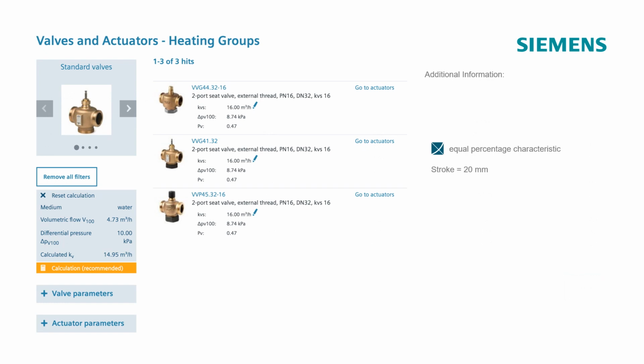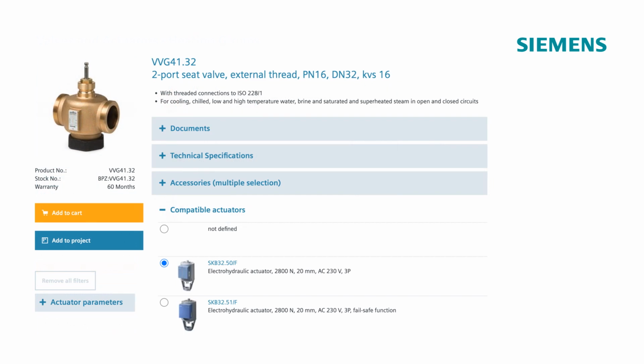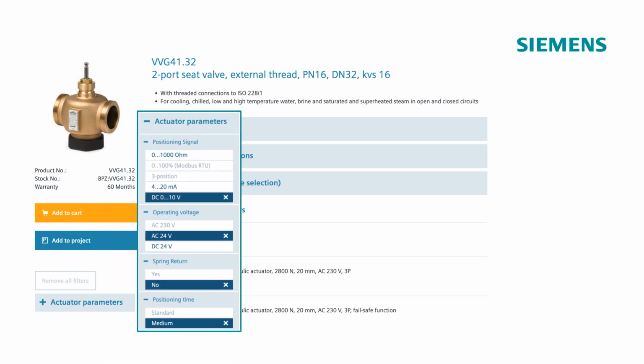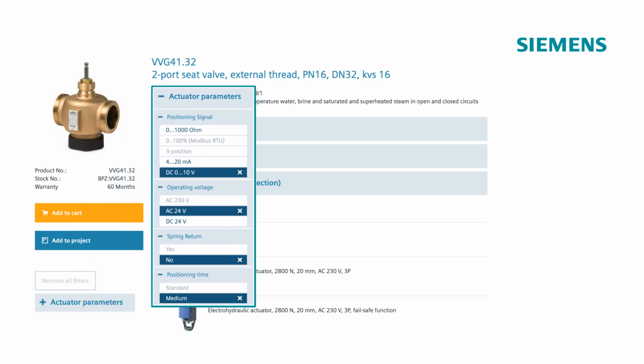Now, select the appropriate actuator for this valve. Here, a select list of suitable actuators is also provided. Now the desired parameters for the actuator must be provided. It should be noted that this control valve is located at the air handling unit and is controlled by the ventilation control. Positioning signal, 0 to 10 volts. Operating voltage, 24 volts. Positioning time, medium, that means 30 seconds. And so on.